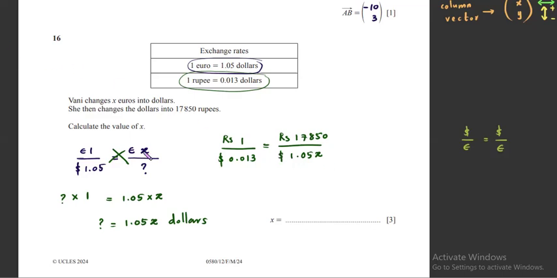Now, I'm going to cross multiply just like I did here, and we're going to see what we get. So that is 1.05x times 1, which is 1.05x. This is equal to 0.013 times 17,850. Then I need to get rid of this 1.05, so I need to divide both sides by 1.05. When I do this, I get the value of x.